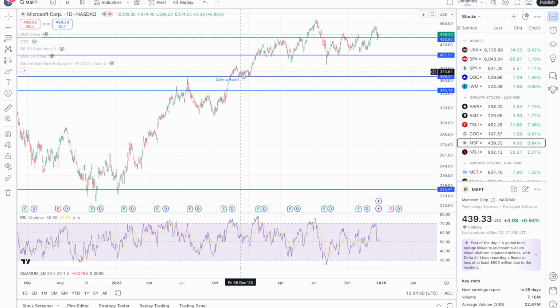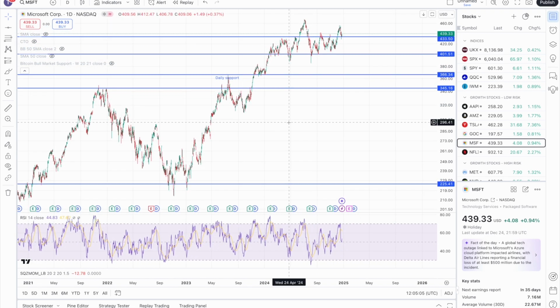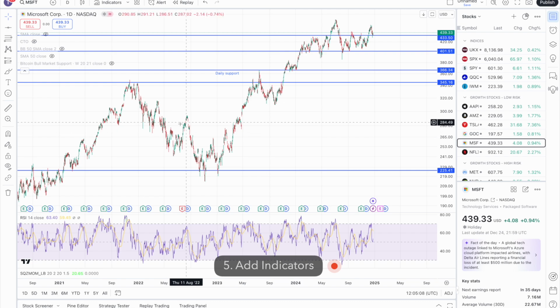So I know that if price hits this, it's daily support. It's not that reliable. So I can still buy at this price. However, I wouldn't put too much money in. I would manage my risk accordingly. So I've drawn on some support and resistance lines. The next thing I would do is move on to start using some indicators.